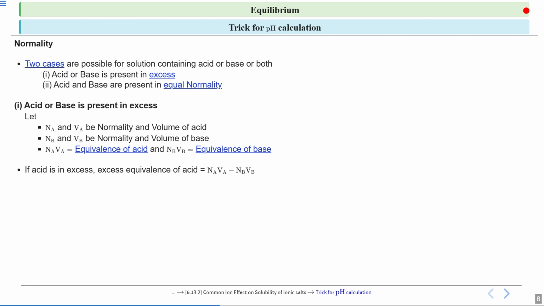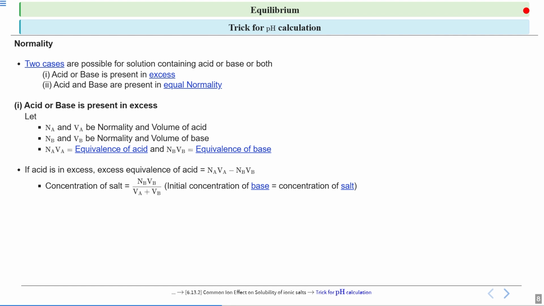Now, if the reaction goes on and you have to calculate what contribution from acid is in excess, it's very simple. The amount of acid which is being neutralized by the base will be subtracted from the acid contribution. So, NaVa minus NbVb. This is your excess amount.